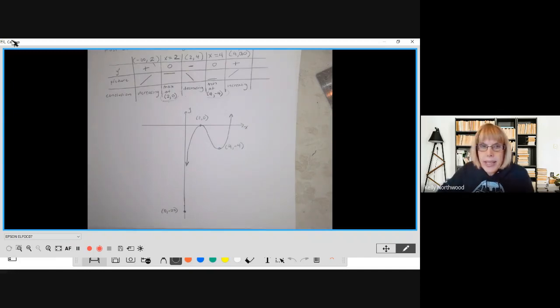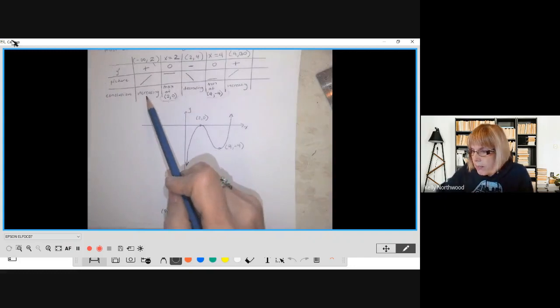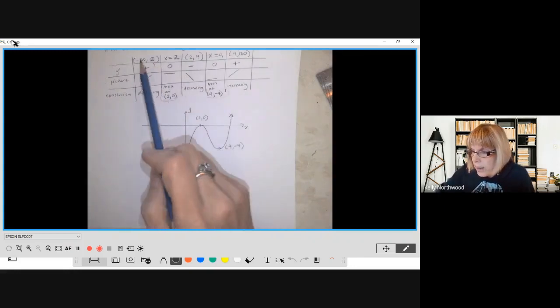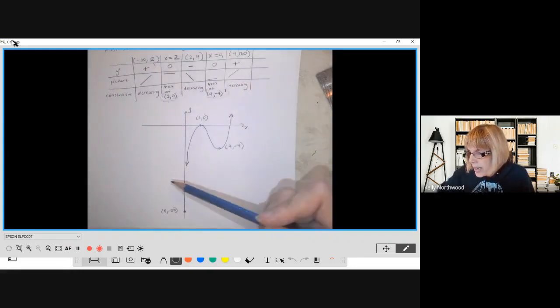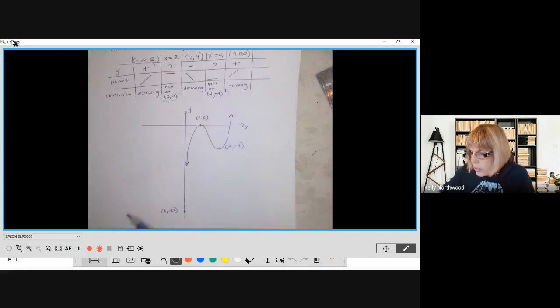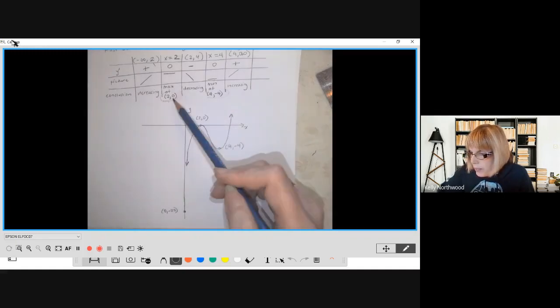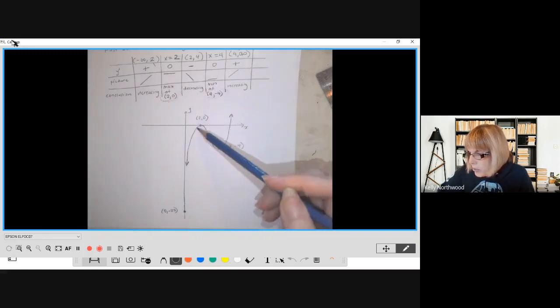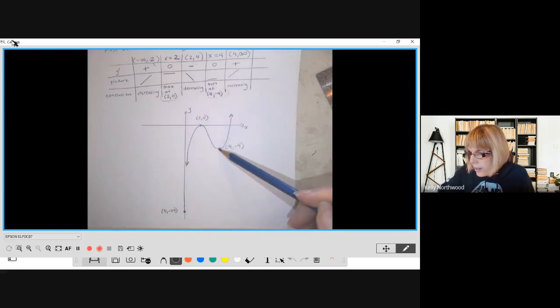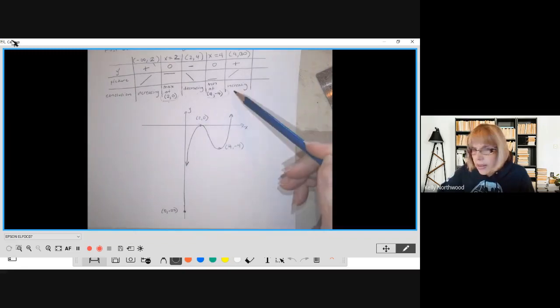Using the first derivative test, I always go back to my chart and make sure it makes sense. So I want to make sure that I'm increasing from negative infinity to positive 2. So yes, always increasing to there. Then I have a max, decreasing from 2 to 4. Yep. And then always increasing after that.